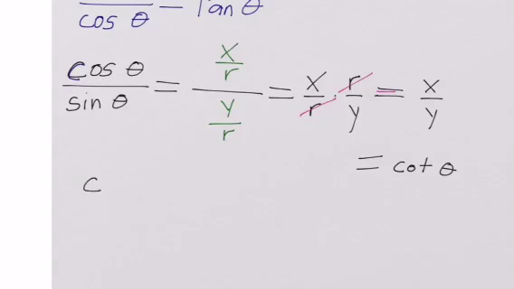So we get cosine theta over sine theta is equal to cotangent of theta.